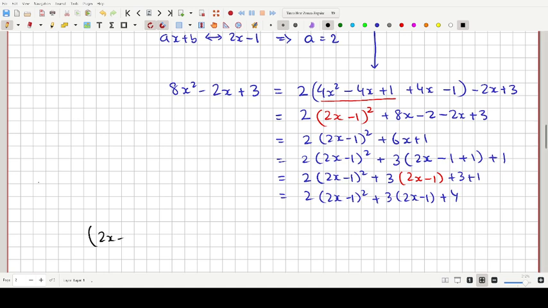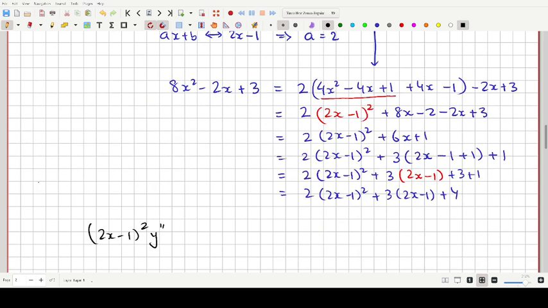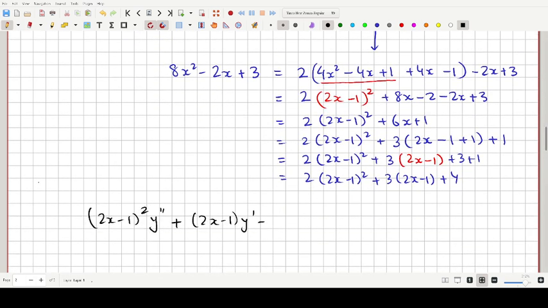Now, substituting those values, we can rewrite our given Legendre differential equation as (2x minus 1) whole square y double dash plus (2x minus 1) y dash minus 2 times y equal to 2 times (2x minus 1) whole square plus 3 times (2x minus 1) plus 4.